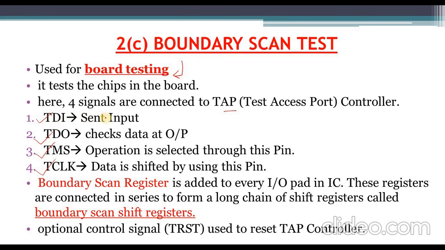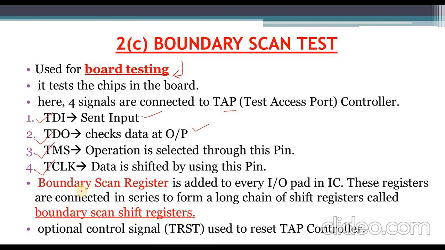Test data input will send the input, test data output will check the data at the output, whereas test mode select will go into the controller. Here the operation is selected by this particular pin. The operation is selected by using this pin, test clock. Here the data is shifted by using this particular pin. We are going to shift the data.